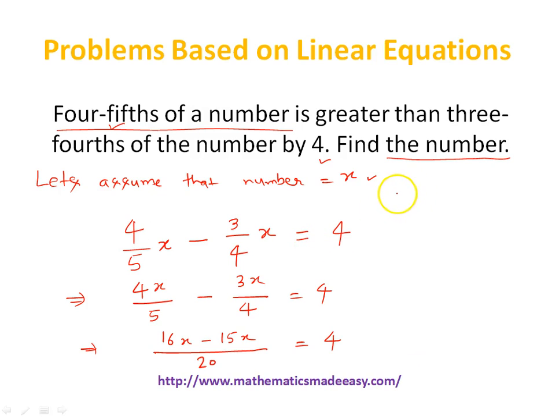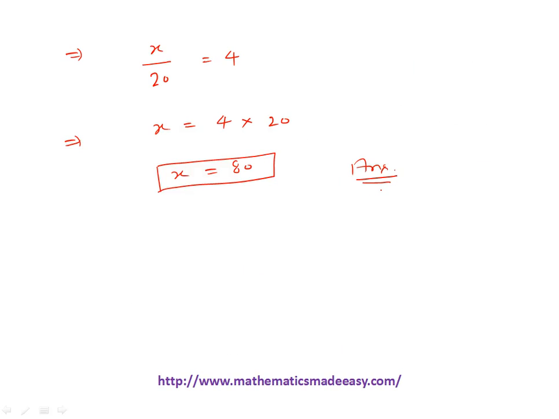Clear? So for any such type of question, we'll go through the question carefully. We'll assume whatever has been asked for, and then we'll apply the conditions given in the question, and then we'll definitely get a linear equation in one variable. Then we'll solve that linear equation using the rules which we have studied. Got it? Now let's take another example.